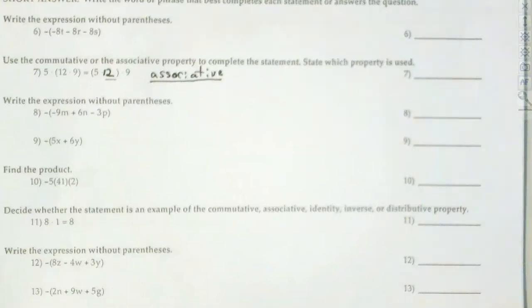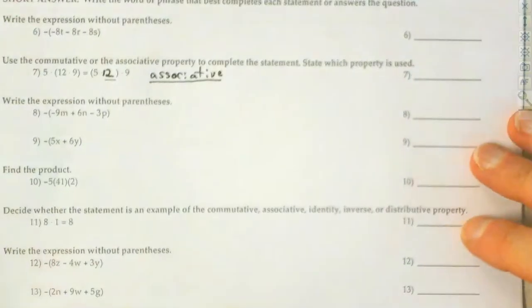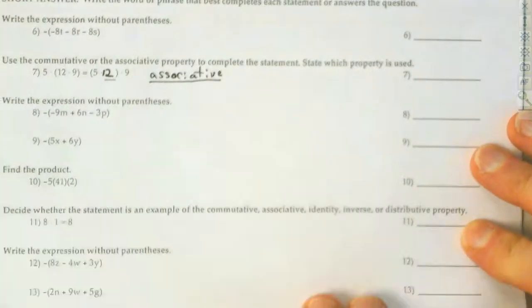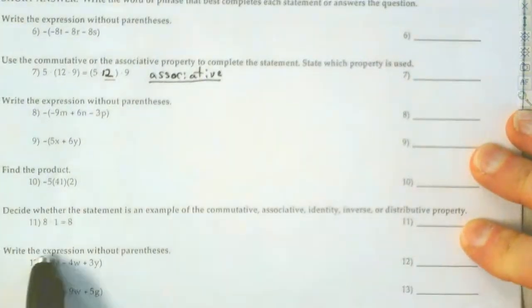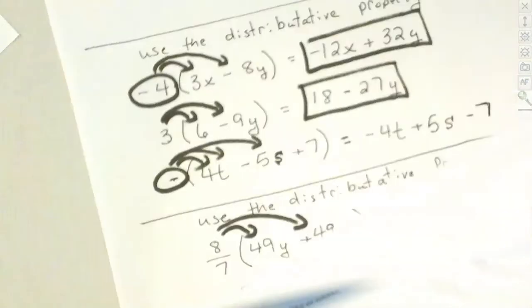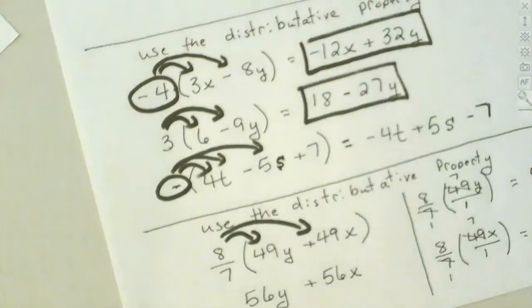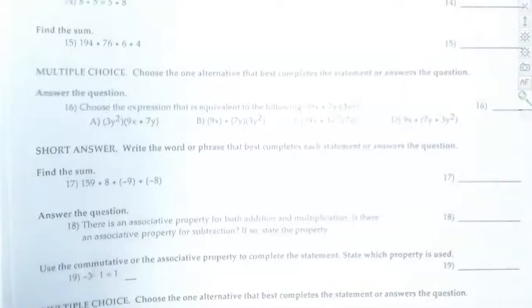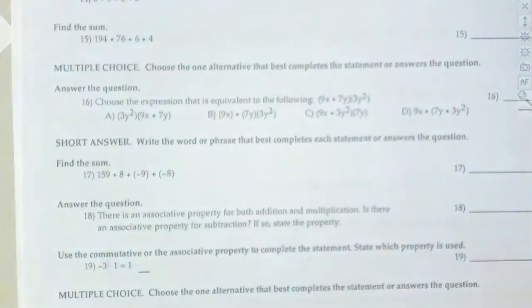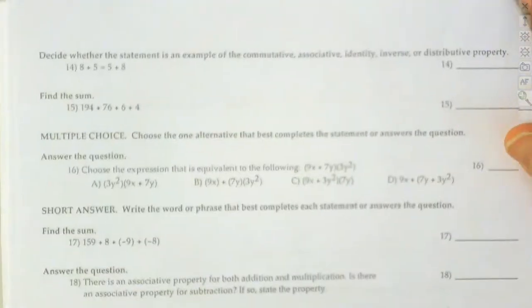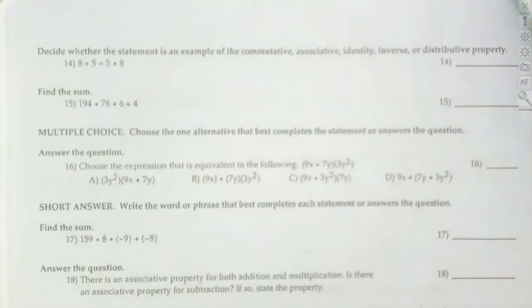12 and 13, we're distributing negatives through. So that's using the distributive property. So just distribute the negative through. That's going to switch your signs. Question 14. What would question 14 be? Which one of those?